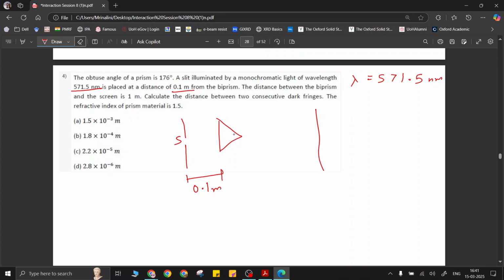The obtuse angle here: I am drawing the biprism like this, but actually the biprism looks like this. These angles are very small.